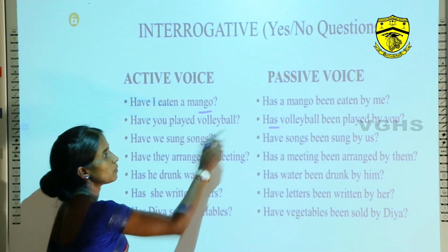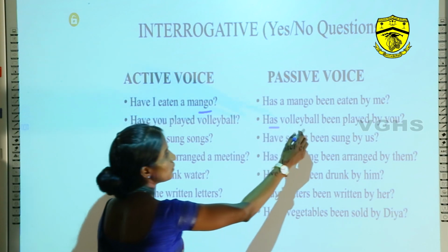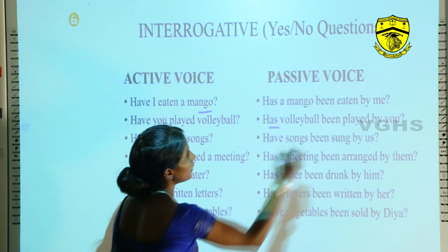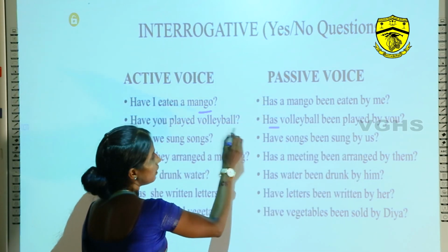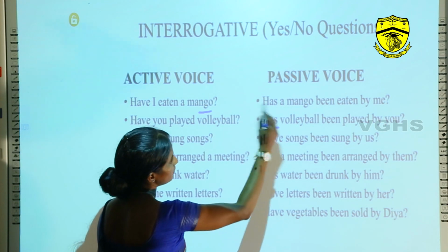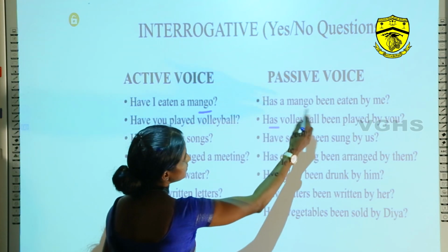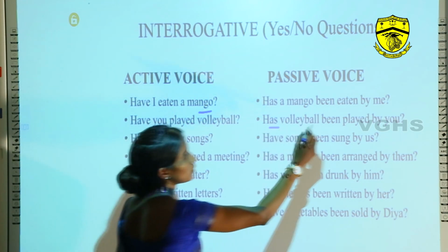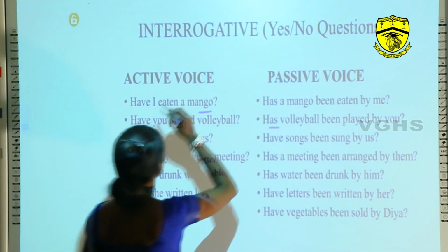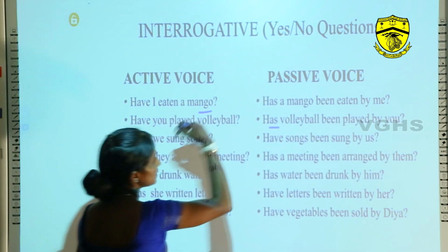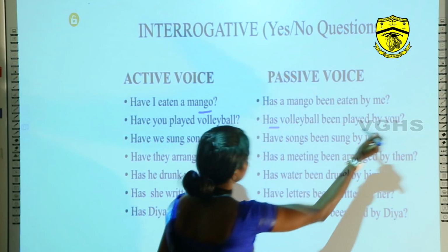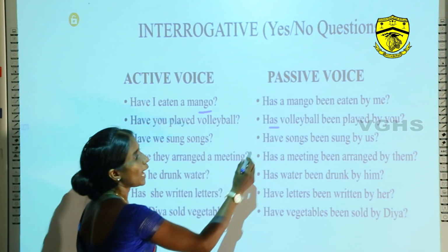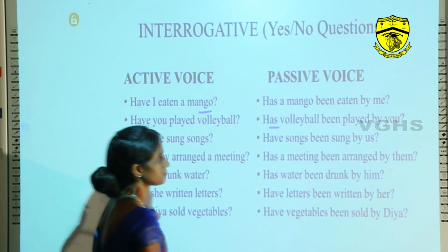Have you played volleyball? Has volleyball been played by you? Here volleyball comes as the object, and when converting into passive, it becomes the subject. Volleyball is a singular noun, so we put has. Here the subject you remains as you. Have we sung songs? Have songs been sung by us?